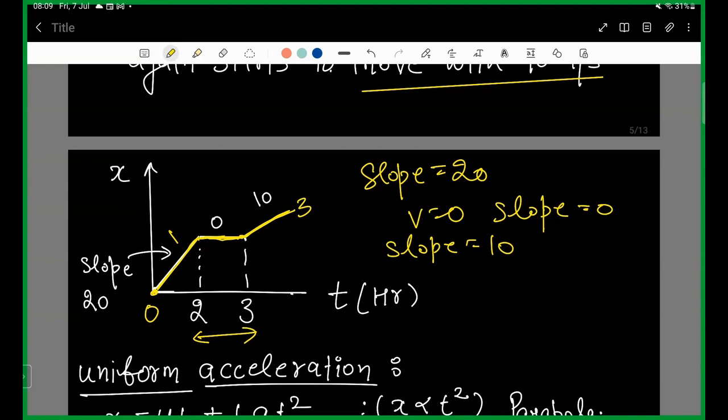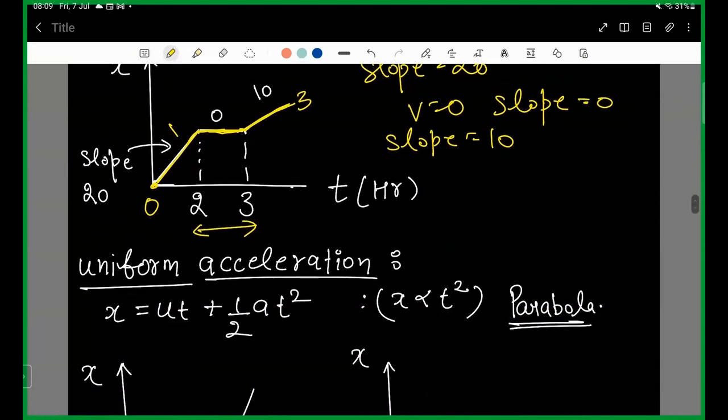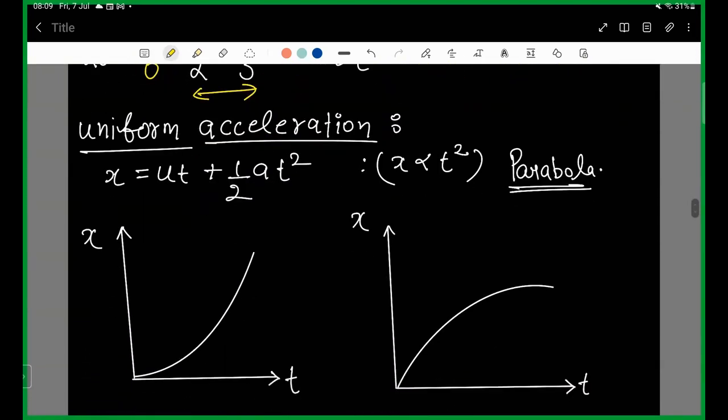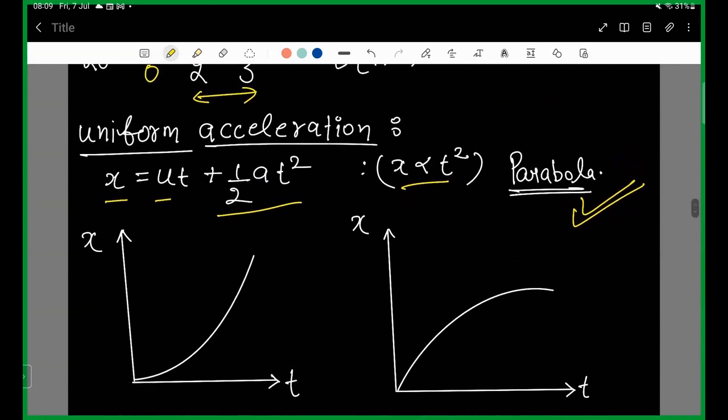Fine. With this said, let's do the third example. Third case is your acceleration is not 0. You have some acceleration. So what will be the graph in that situation? You can clearly see x equals ut plus half at square. Now you can clearly see x depends upon t square. Whenever x depends upon t power 2, you get a parabola. So you got a parabola. So I have made 2 parabolas, one on this side and one on the other side.